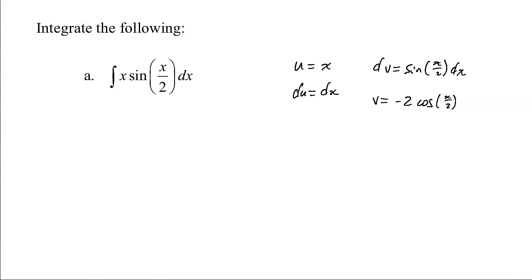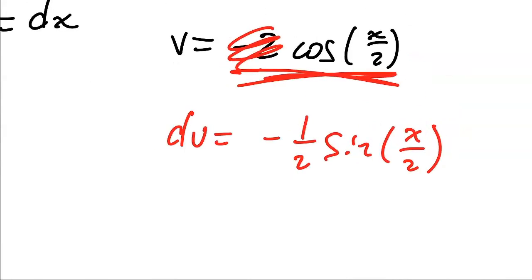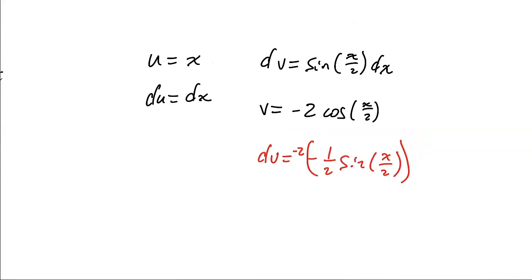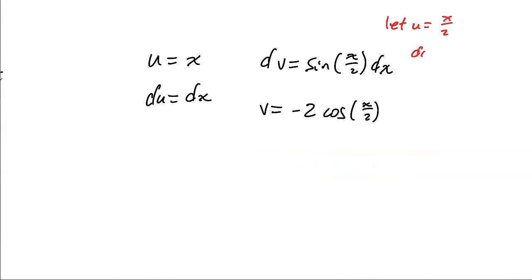So the derivative of this, let me do it in a different color, right? dv, if I do it straight like this, say I ignore that negative 2, would be negative 1/2 sine of x over 2. But notice this negative 1/2 is not there. So since it is not there, I must have multiplied by that negative 2 out front, so that now I have positive sine of x over 2 as my derivative of that. So this is really just doing a u substitution where you are letting u be x over 2, and then du is 1/2 dx, right?